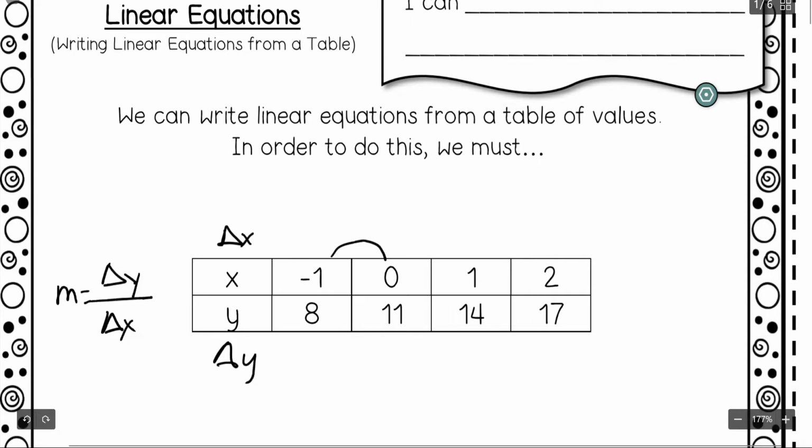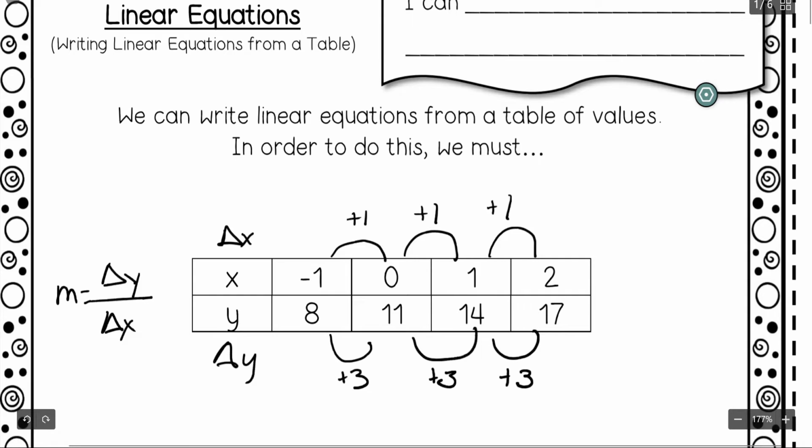So going from -1 to 0, we're adding 1. From 0 to 1, we're adding 1. From 1 to 2, we're adding 1. From 8 to 11, we're adding 3. From 11 to 14, we're adding 3. And from 14 to 17, we're adding 3. So we know that the slope is the change in the y's, 3 over 1, 3 over 1, 3 over 1.